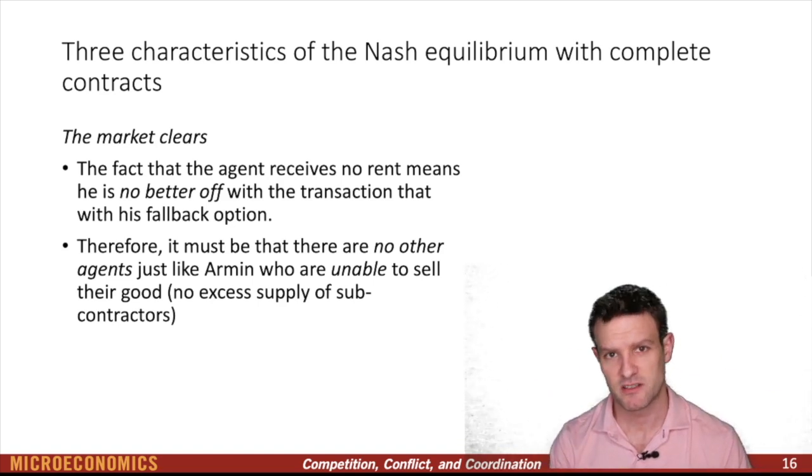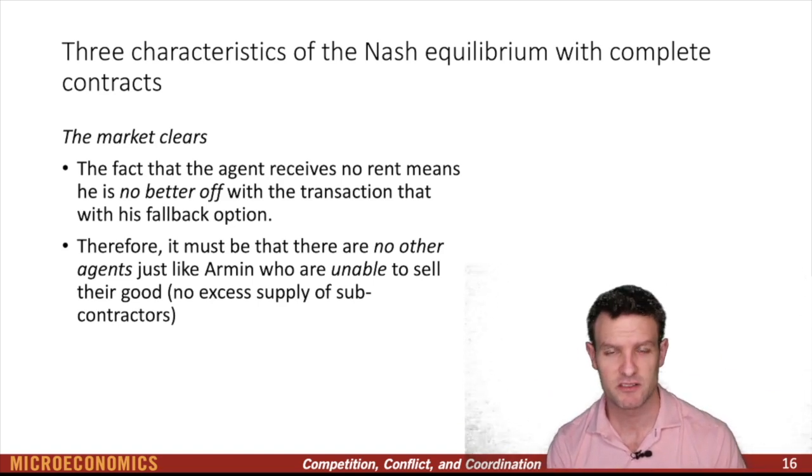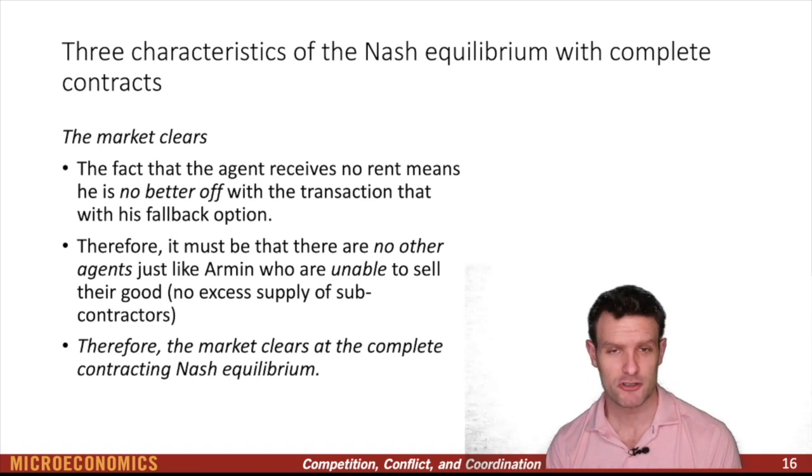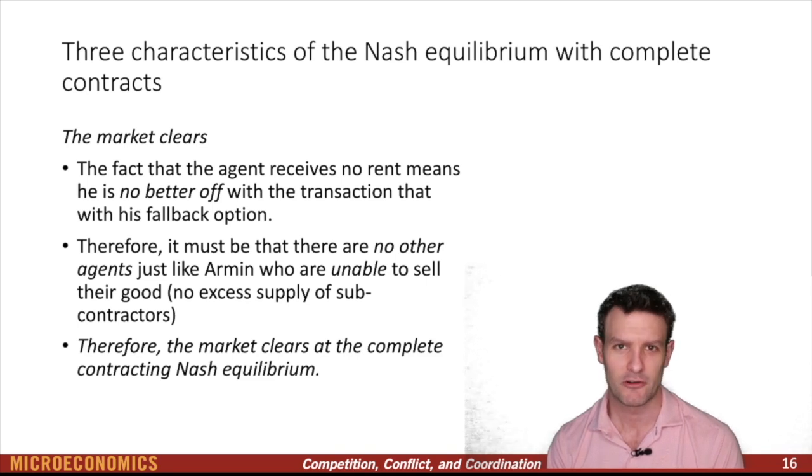There's no longer excess supply of agents who want contracts, given the price stipulated by the incomplete contract. So this means that in the complete contracting case, we have a market clearing equilibrium, whereas we did not have a market clearing equilibrium in the incomplete contracting case.